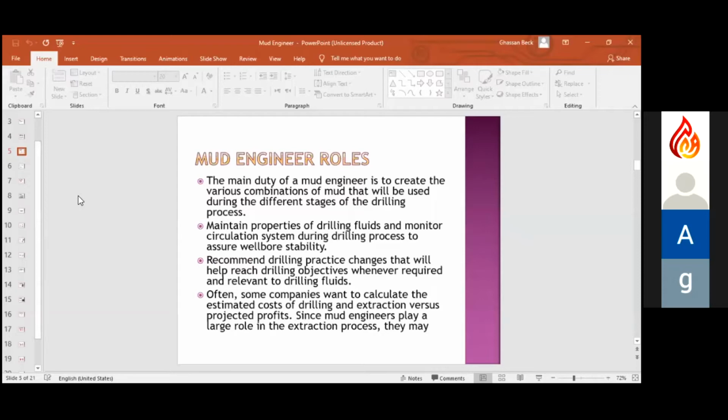Here, we're talking about creating the mud and then maintaining its properties by treatment. When you make the test, you know what the change is and you have to add some chemical or do something to maintain your properties as proposed in the requirements.